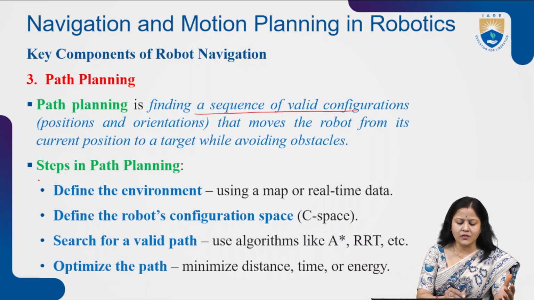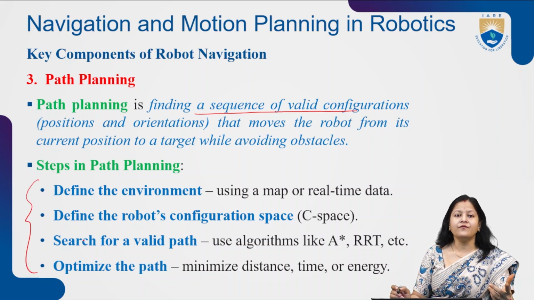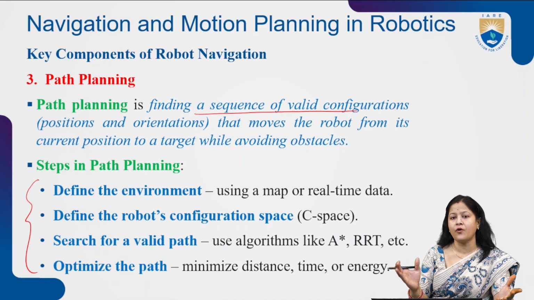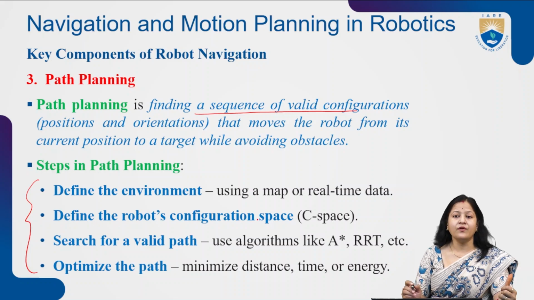These are the steps followed for path planning. The first one is that the robot has to define the environment where it is present. That is called localization, based upon the real-time data, and it also uses the map. And then it defines the robot configuration space. That means the workspace will be converted to configuration space. Then the robot will use different types of search algorithms to find a valid path, like the A-star algorithm or the RRT algorithm.